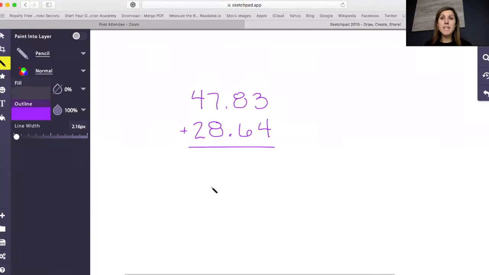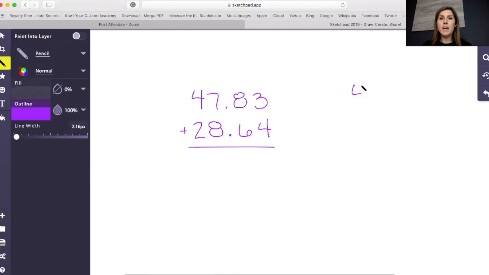As you can see, we set up decimal addition problems the same way we set up whole number addition problems. I have lined up each of my place values so that I'm not going to make a mistake adding the wrong numbers together. It can get a little bit complicated when you are adding if you have a different number of decimals in each problem.